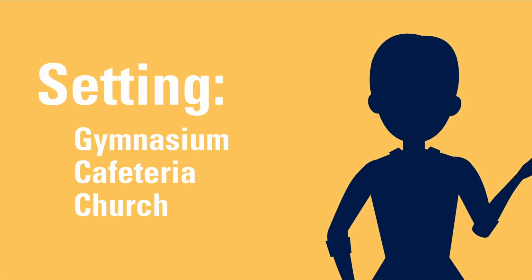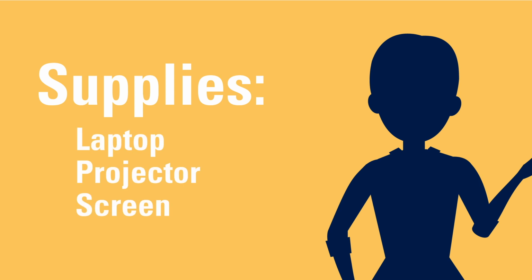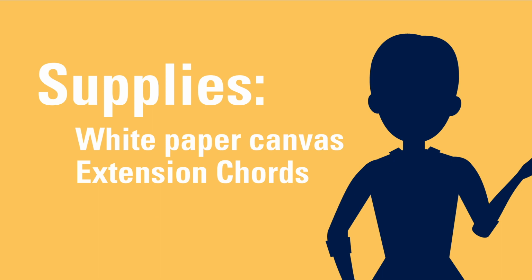What you will need. The setting. You'll need a gymnasium, cafeteria, or church. This depends on the number of participants. The preparation. You'll need either a laptop with speakers, a projector with a screen, or a white paper canvas taped to the wall, as well as extension cords.